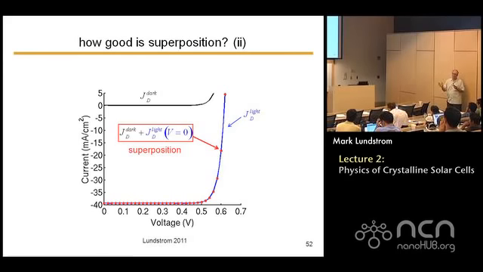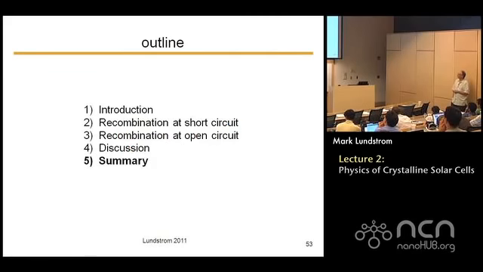Now, there are a lot of solar cells for which this isn't even close. But if you can make use of superposition, it's a wonderful thing because it allows you to do a lot of your diagnostics on what's controlling recombination just by simple measurements in the dark. And then you can be confident that you'll know how to predict what's happening in the light.